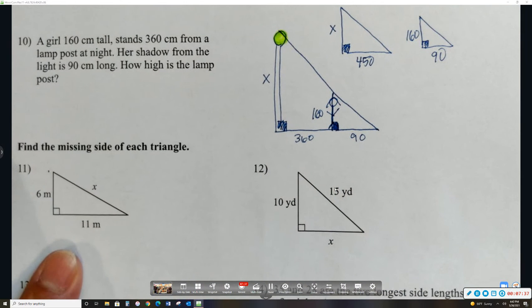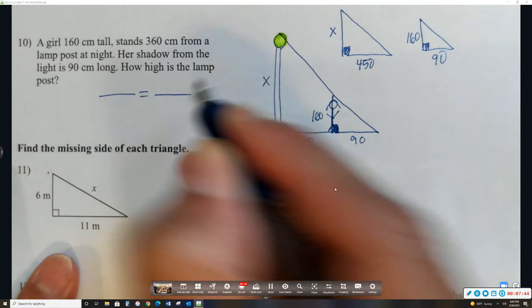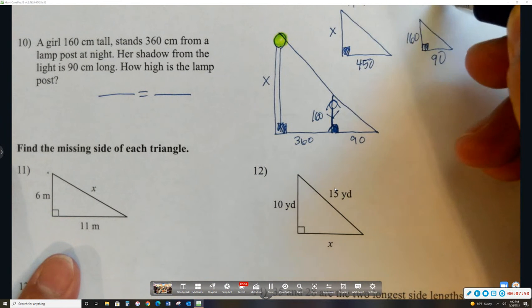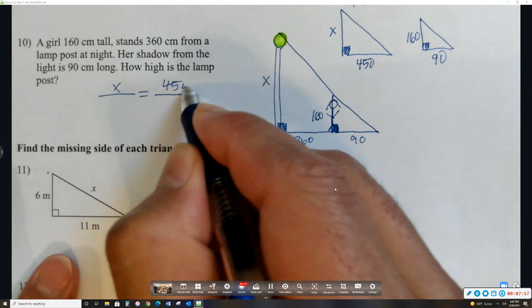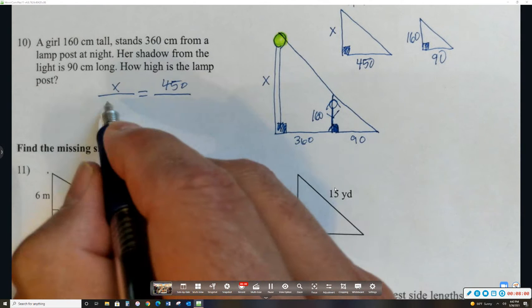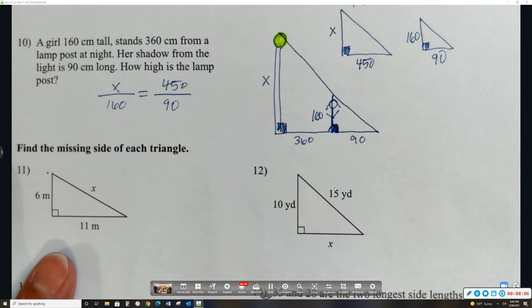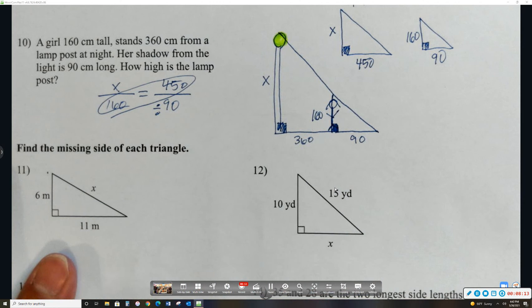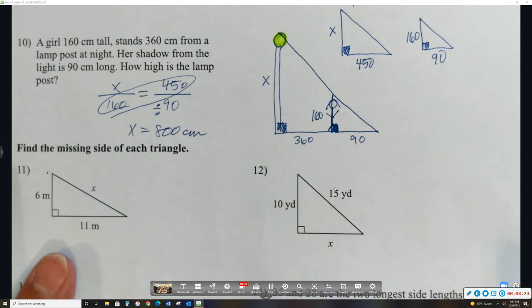Okay. So now I'm going to look at these two triangles and write the proportion. The lamppost triangle, the height is what we're looking for, and the shadow length is 450. And the girl triangle, her height is 160, and her shadow is 90. Cross multiply, divide: 160 times 450 divided by 90, and we get 800. And that would be 800 centimeters, okay?